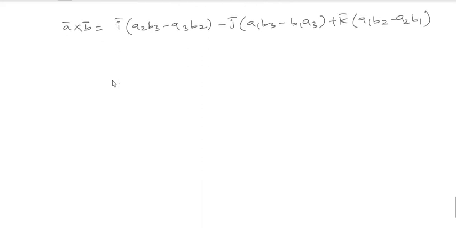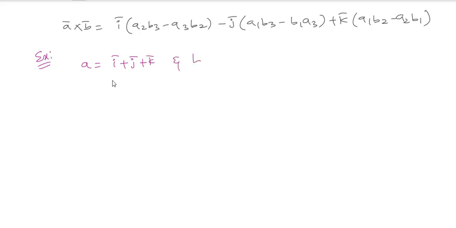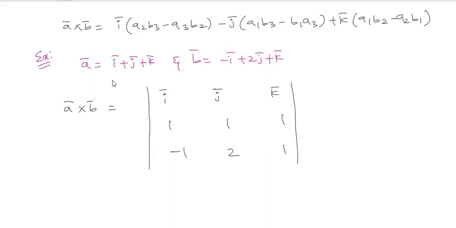So now let me take an example for understanding this. A is equivalent to I bar plus J bar plus K bar, and B is equivalent to minus I bar plus 2J bar plus K bar. Then what is A bar cross B bar? It will be I bar, J bar, K bar, then the A values 1, 1, 1, then minus 1, 2, 1. So just take the cross product between that.